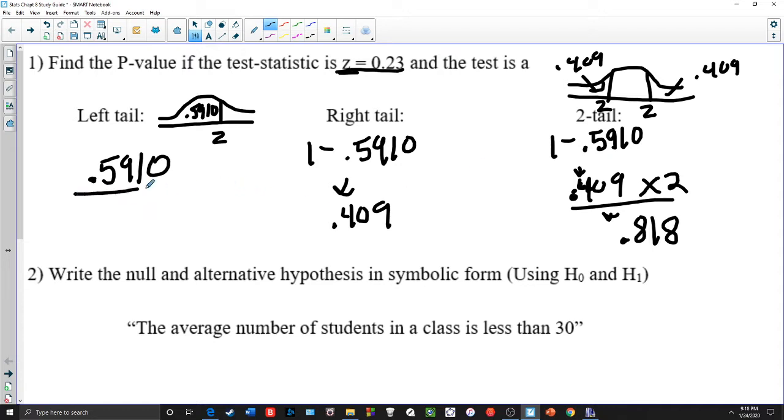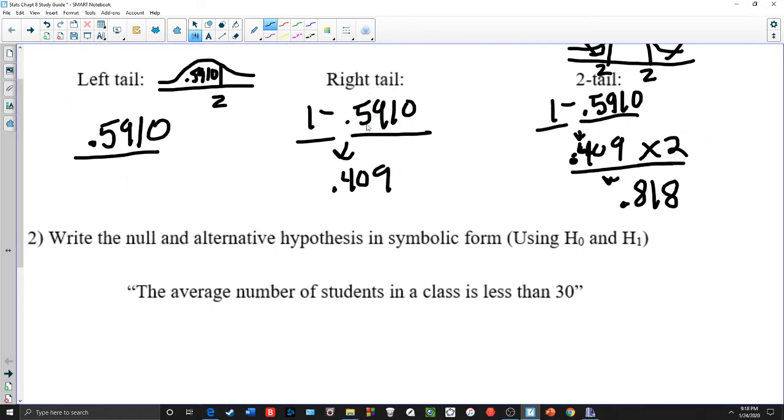Left tail, again, look it up and leave it. Right tail, look it up and minus it from 1. And then for a two-tail, if it's a positive z-score, you look it up, minus it from 1, and then double it. If it was a negative z-score, you would just take it and double it. Again, a negative z-score for a two-tail is treated like a left tail twice. A positive z-score for a two-tail is treated like a right tail twice.